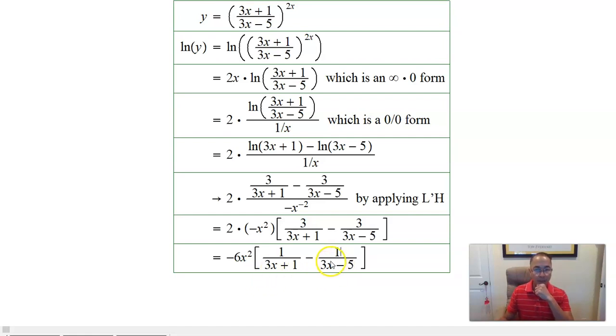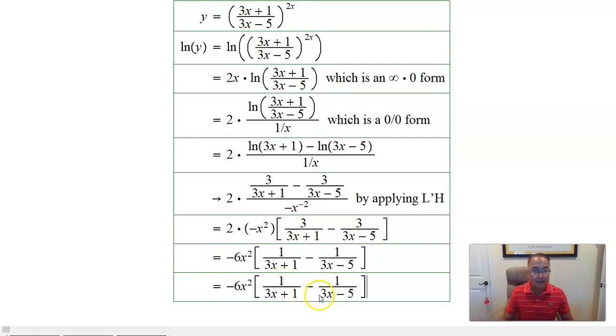Okay, but now let's put these two fractions together. So we get 1 times 3x minus 5. So we are going to multiply this first numerator by 3x minus 5. But this we will multiply by 3x plus 1, which is over here. And this is where you have to get really careful, okay? Because we have 3x minus 5 minus quantity of 3x plus 1.